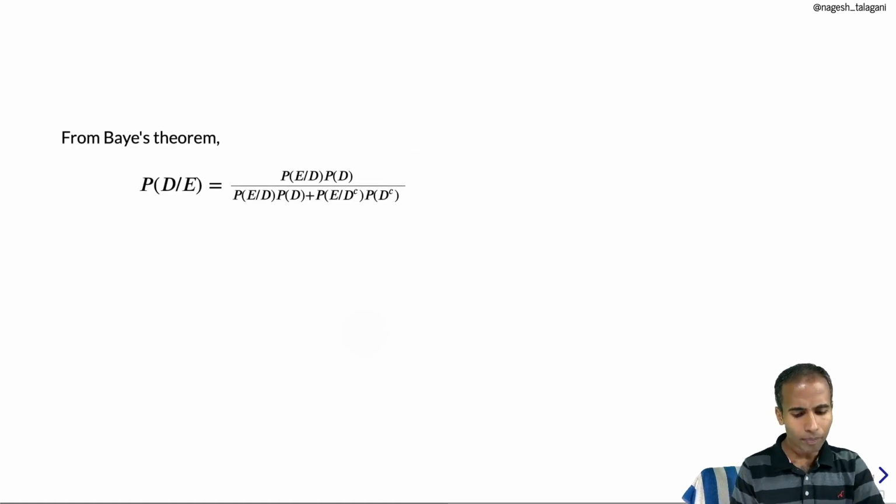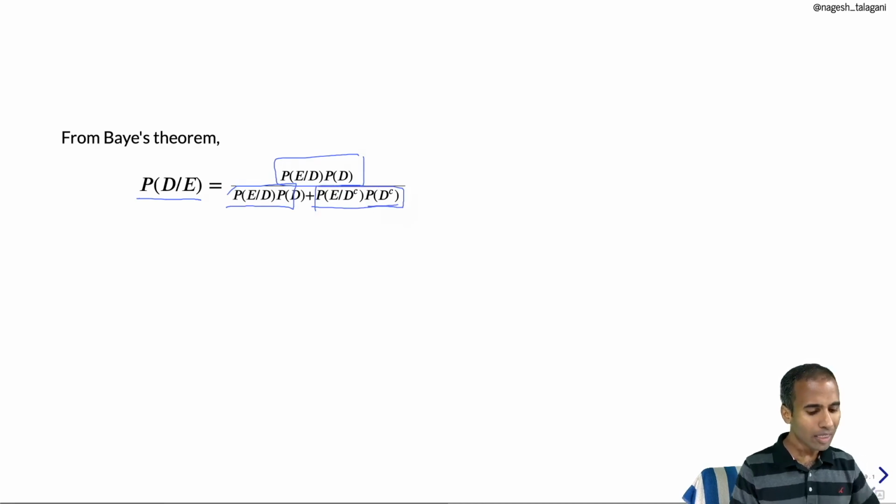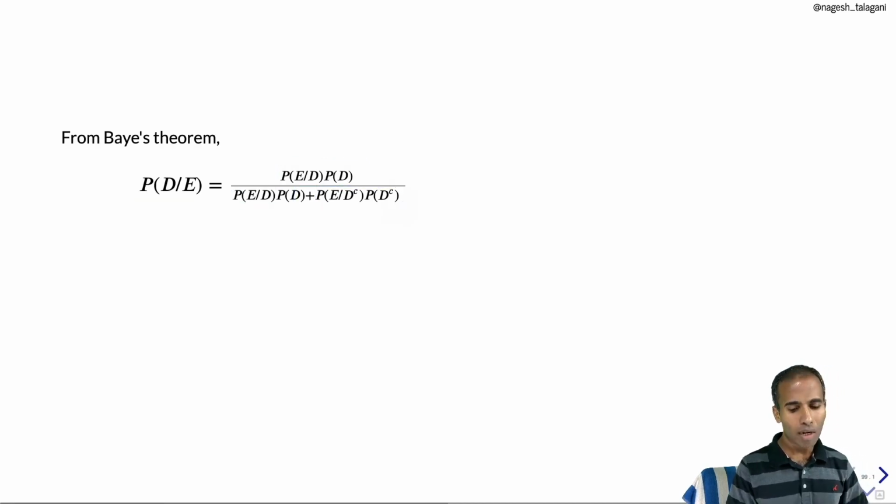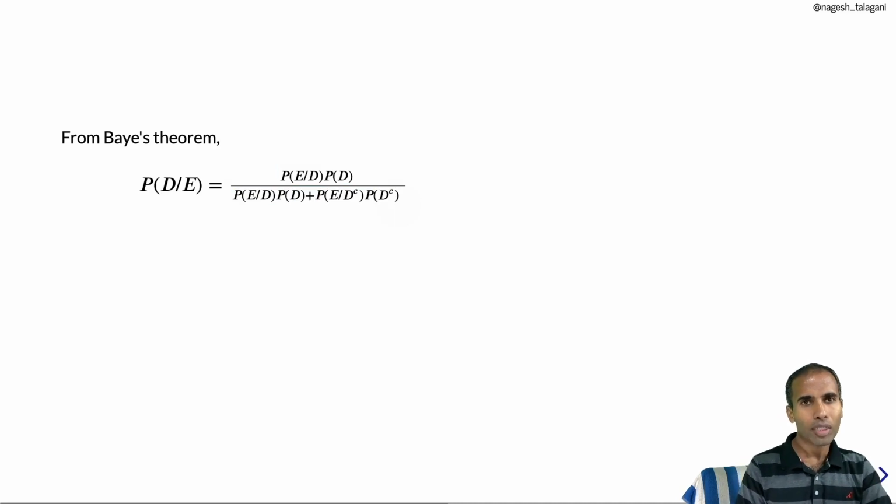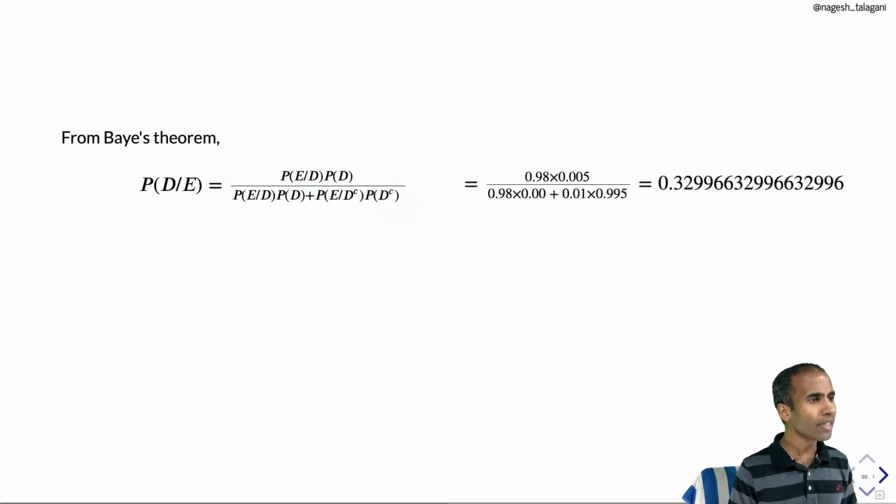from Bayes theorem, the probability of D given E we can write as the probability of E given D times the probability of D, divided by the probability of E given D times the probability of D plus the probability of E given D complement times the probability of D complement. Okay, this is from Bayes theorem. Now we know all these probabilities, the prior probabilities and likelihood probabilities. Now let's plug it here.